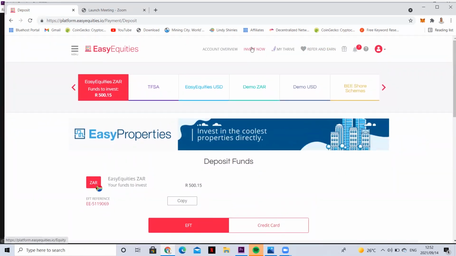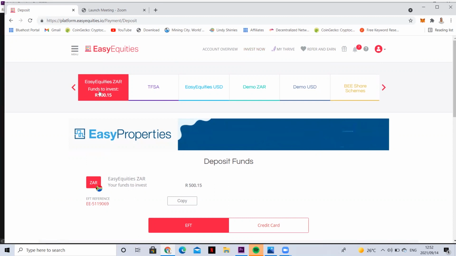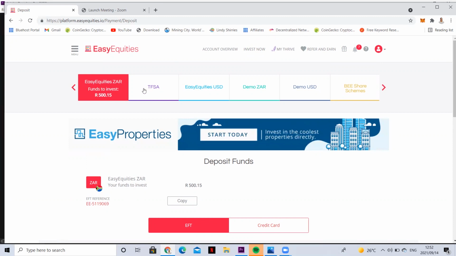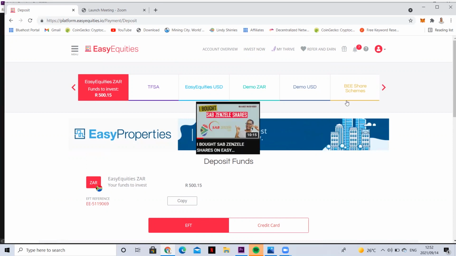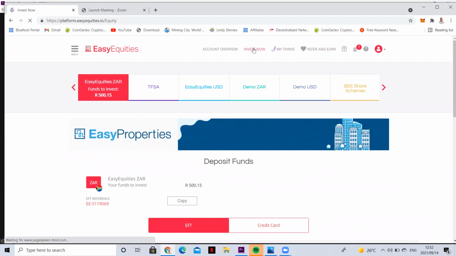So you can just click invest now. Do make sure that you are under Easyequities funds to invest. And then TFS, these are tax-free accounts, shares that you can buy. So I am buying these ones. And also for those of you who do not have SAP Zenzelekabili shares, you need to have this one. I do have a detailed video that will show you how to add this portfolio here. So you just click invest now.